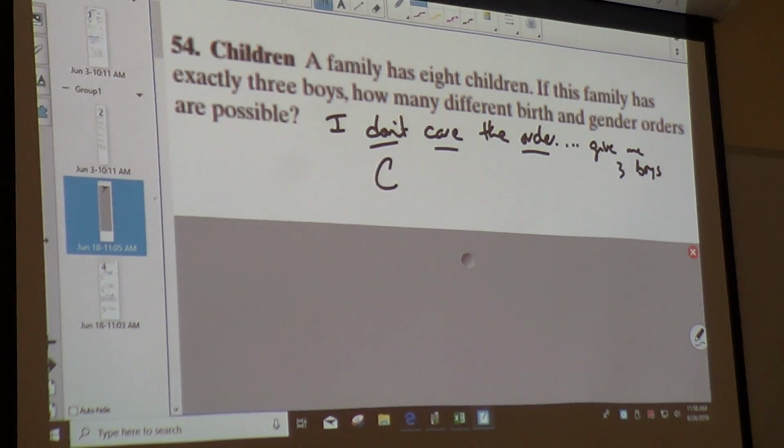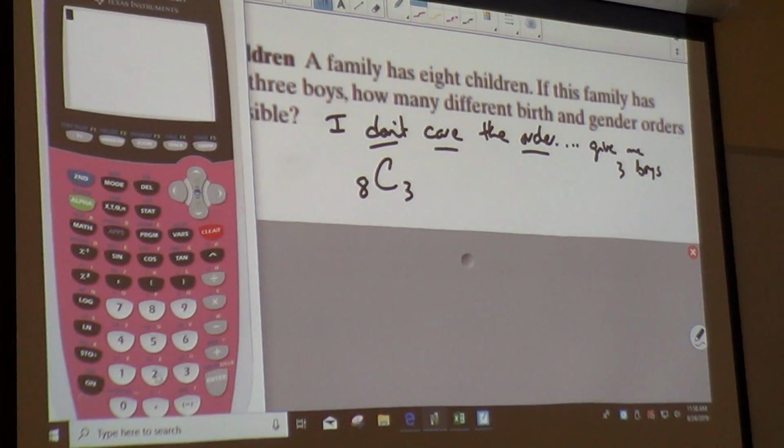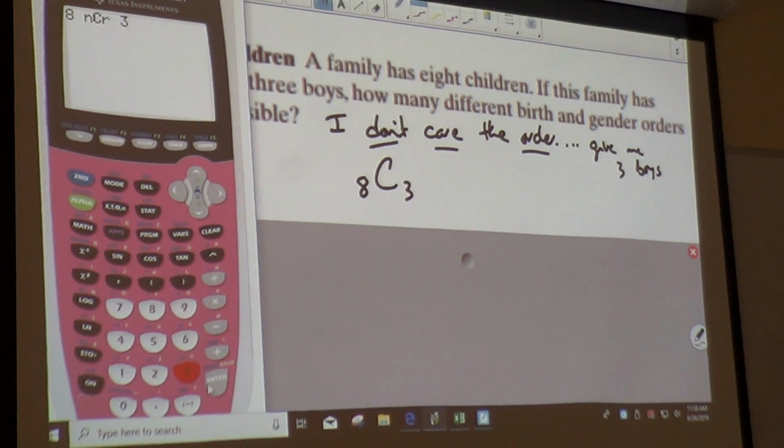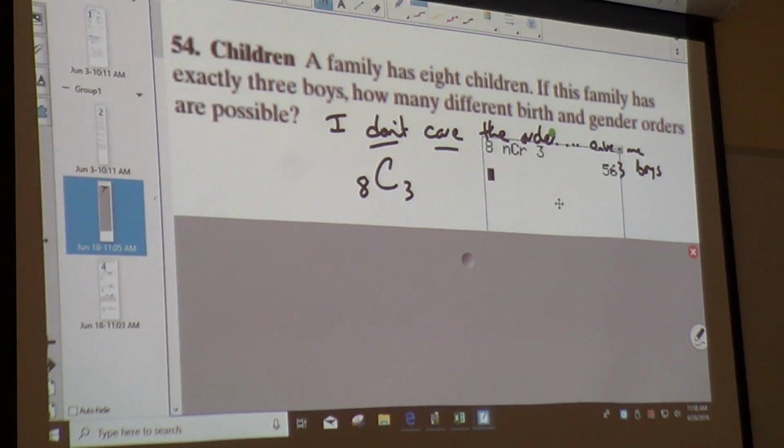A combination. How many kids do I have? 8. And how many boys am I choosing? 3. Now, I can't do blanks with a combination. I can only do it as an nCr. So I'm going to choose 8 kids, and I want 3 of those kids to be boys. So there are 56 ways that I can have 8 kids where 5 of them are girls and 3 of them are boys.